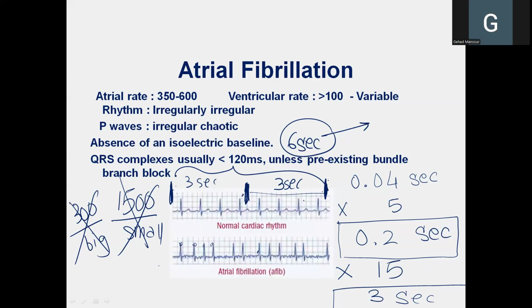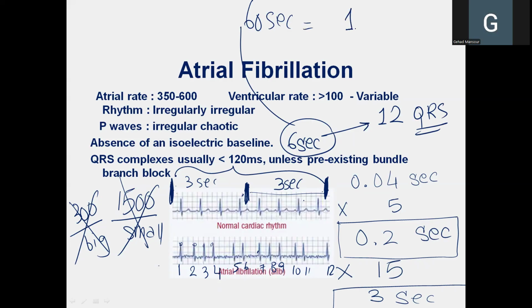And then after having determined the beginning and the end of the 6 seconds, you count the number of QRS complexes. 1, 2, 3, 4, 5, 6, 7, 8, 9, 10, 11, and 12. So I have 12 QRS complexes, which means 12 cardiac cycles per 6 seconds. This means what? In 60 seconds, I will have 120 beats per minute. And why did I say per minute? Because 60 seconds is 1 minute.